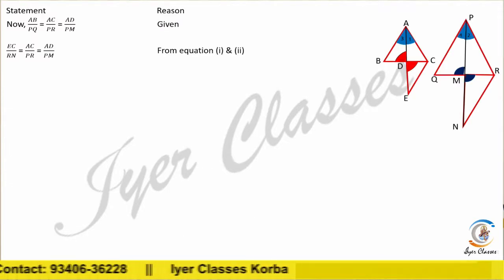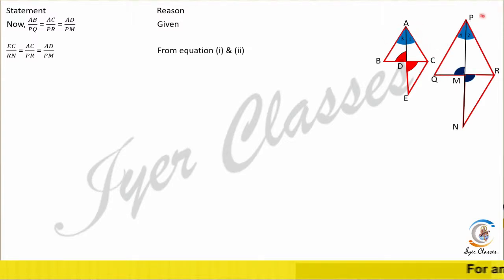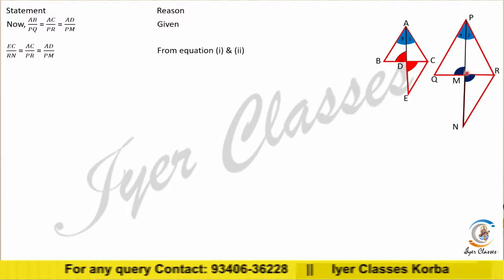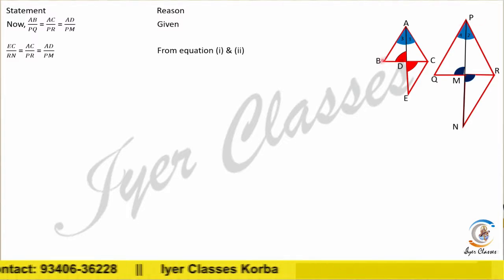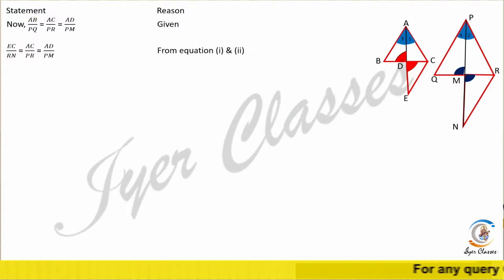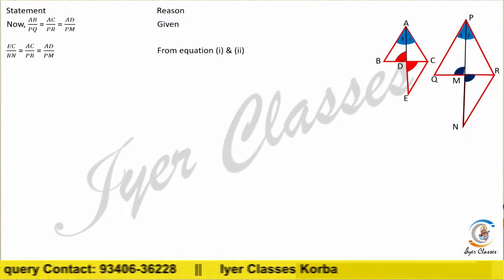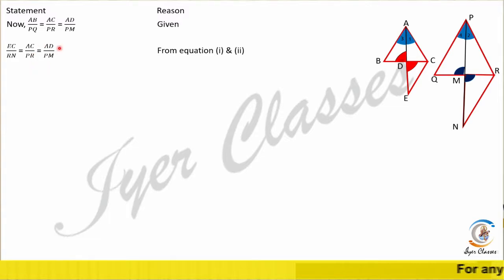Now we have got side AB by PQ is equal to side AC by PR, and that is also equal to AD by PM. But just now we have proved that the side AB is equal to EC. So instead of AB, write EC, and instead of PQ, you can write NR. Just write this. So now what you have got? EC by NR is equal to AC by PR is equal to AD by PM, right? Okay.